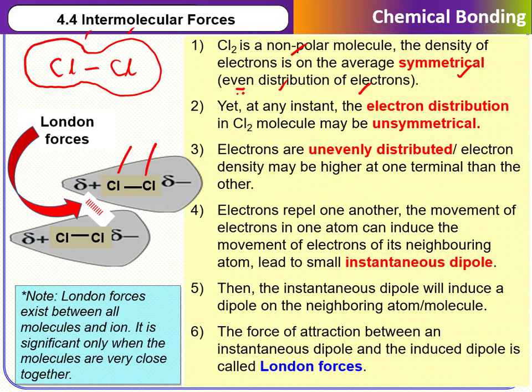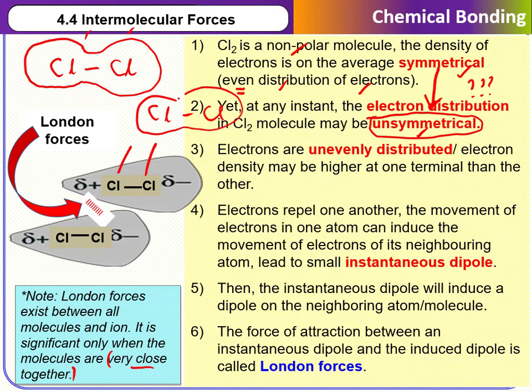Lebih kurang sama, kan? Yet at any instance the electron distribution pun may be unsymmetrical. So bila lah pula dia nak jadi unsymmetry ni? Daripada simetri jadi tak simetri. Bila? Okay, bila tau? Bila very close together. Bila dia dekat ataupun rapat. If let's say we have the other Cl2 molecule very close with the first Cl2 molecule just now.